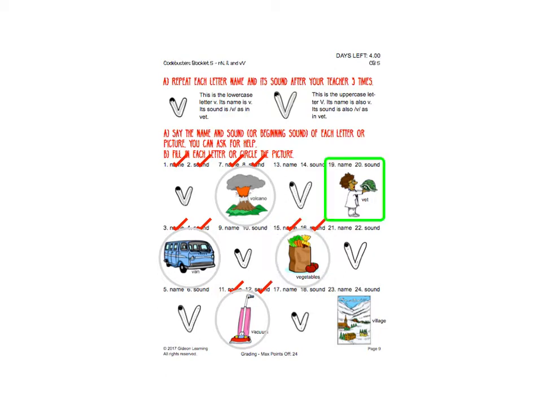This is a van. Its beginning sound is V. And then we can circle it. Volcano, V. And then circle. Vacuum, V. And then circle. Vegetables, V. And then circle it. Vet, V. And then circle it. Village, V. And then circle it.